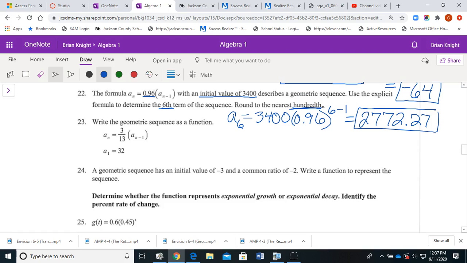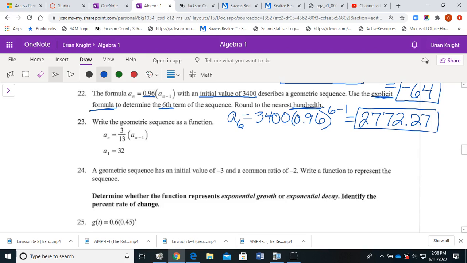Is everybody understanding that? Why is that not A1 on this one? Because it's, what form is this? That's the recursive form, okay? That's why it says use the what? Explicit formula. So we had to write it in the explicit formula to get the answer, okay? Now, is that the only way you could have done it? No, okay? You could have said 3,400 times 0.96, multiplied that times 0.96, multiplied that times 0.96 until you got to the 6th term, okay? But it sure is quicker just doing it all in one, okay?